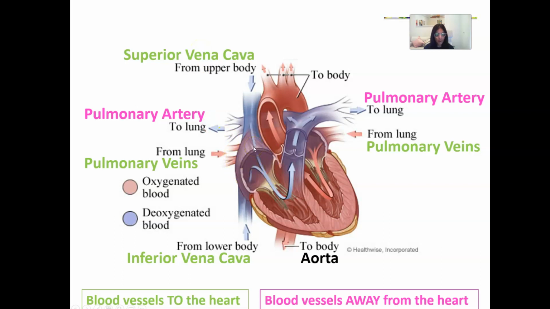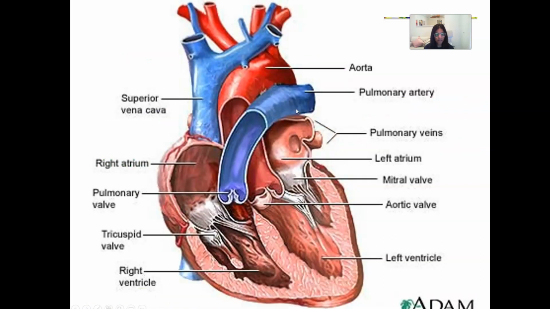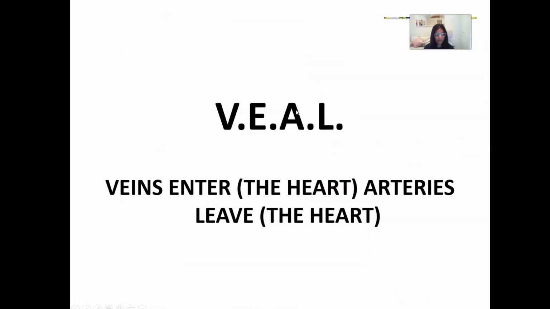Now, what these have in common is that they are both veins. So veins will enter the heart, whereas on the other side, you've got the pulmonary artery leaving and you've also got the aorta leaving, so arteries move away from the heart. Okay, so a little mnemonic to help you understand that. Veins enter the heart, arteries leave. So veal.